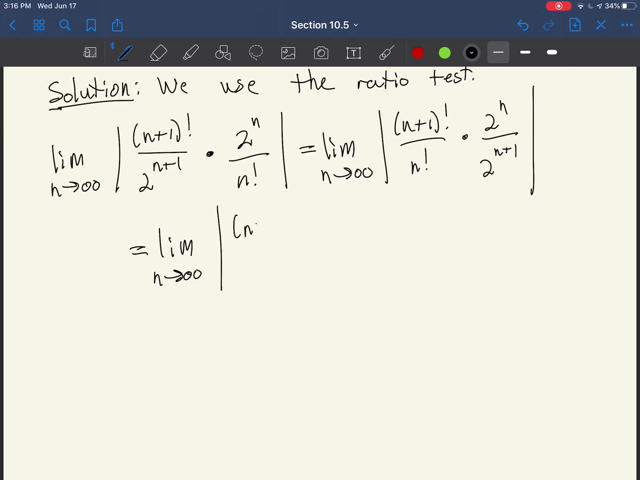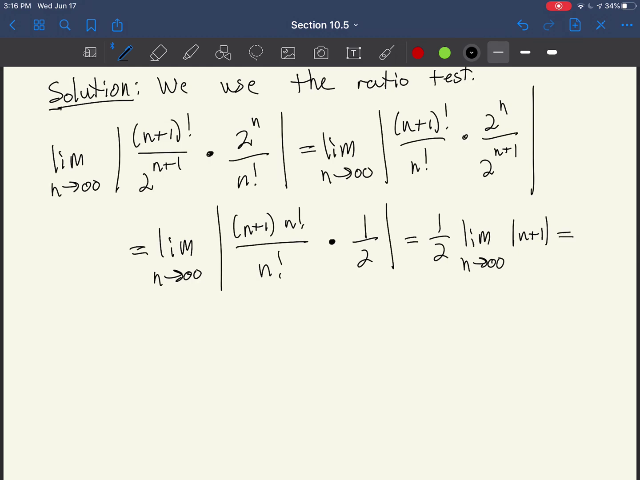Peel off the terms needed in the factorial. So you get (n+1) times n! divided by n!. And then go ahead and reduce the exponents. So that would just be 1/2. So this is 1/2 times the limit as n goes to infinity of the absolute value of n+1, which is just infinity. This is not less than 1, so this series diverges.